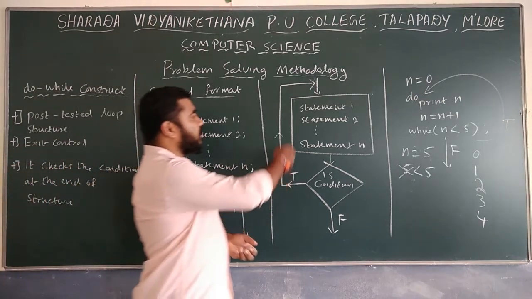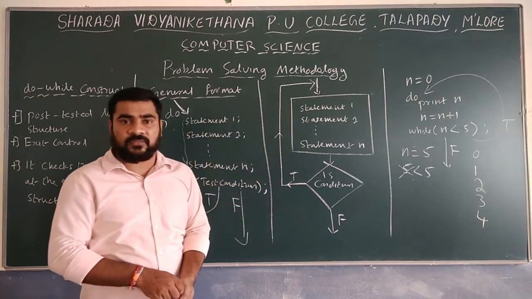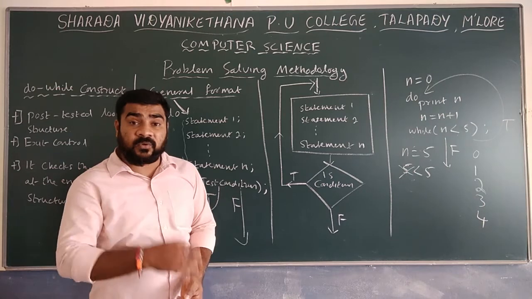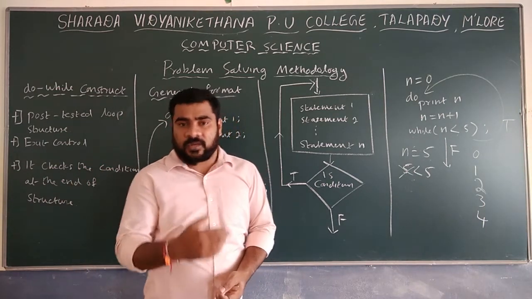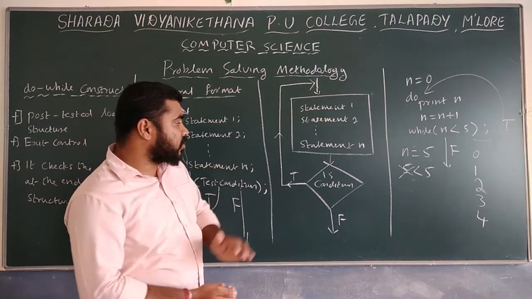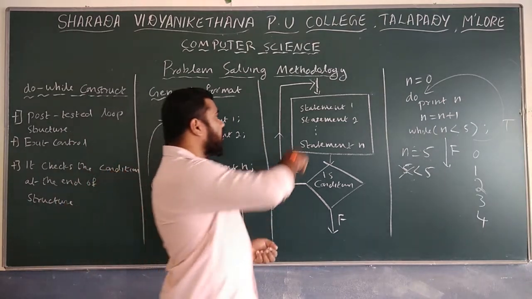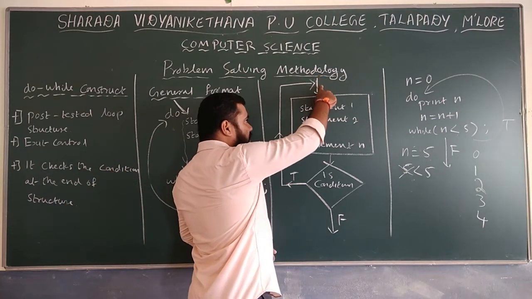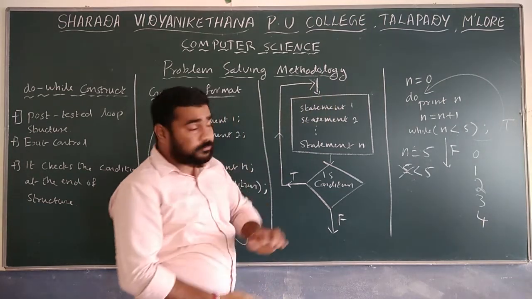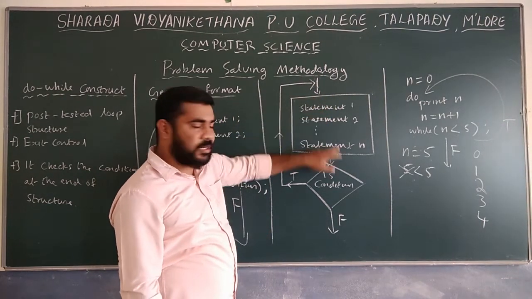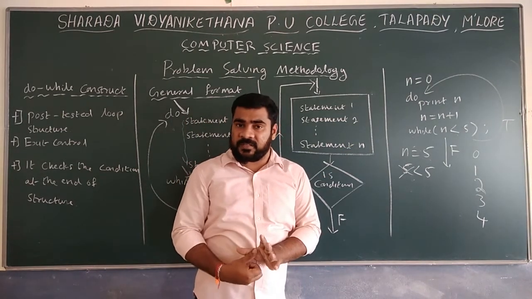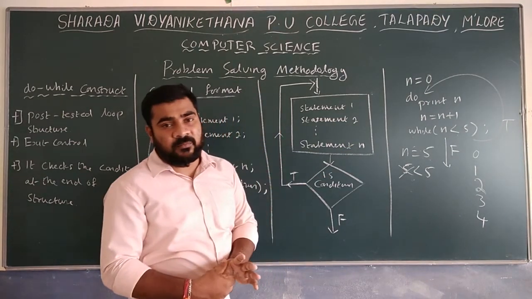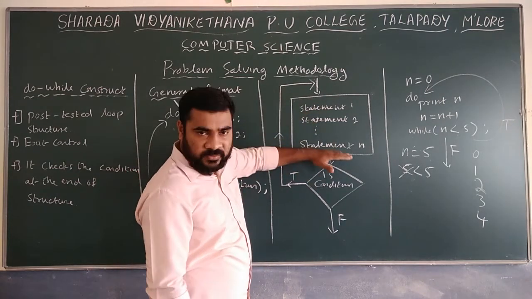Next we discuss the syntax or mechanism using a flowchart. A flowchart is easy to understand because the flow is given: how data is flowing and how control is moving. So first, control starts from here, and the statements are executed. N number of statements, we don't know the total number of statements here. Here also N number of statements are executed.